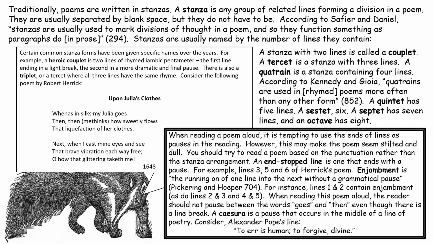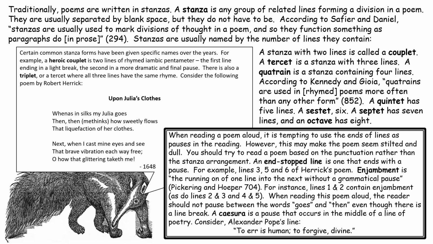So let's consider the following poem by Robert Herrick. Upon Julia's Clothes. When as in silks my Julia goes, then methinks how sweetly flows that liquefaction of her clothes. Next when I cast mine eyes and see that brave vibration each way free, oh, how that glittering taketh me.